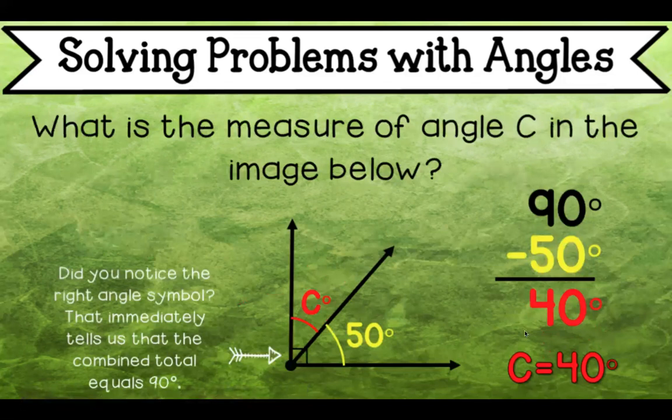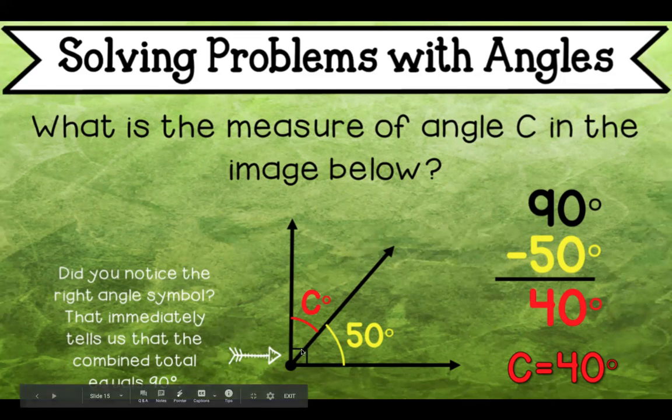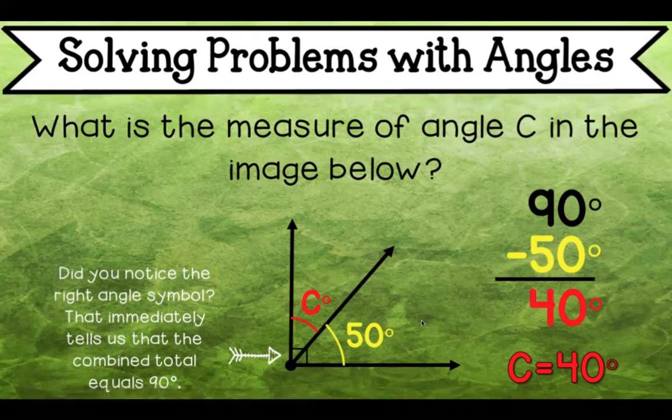All right, here's another one. What is the measure of the angle CAB in the image below? Look at this. Did you notice the right angle symbol right here, the box? That immediately tells us that the combined total is going to equal 90 degrees. So whenever we see that box, we know, oh, that is a 90-degree angle combined. Both of those are going to be 90 degrees. So we're going to have to take 90 degrees minus 50 degrees to get C. And what does C equal? 40 degrees.